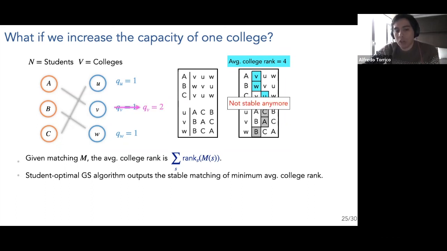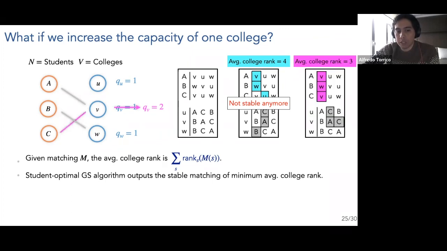So the question now is, what if we increase the capacity of B, for example, from 1 to 2? In this case, the matching in gray is not stable anymore. Why? Because C prefers B over U, and the capacity of B is not full. So we could move C to B and obtain a matching with an average college rank of 3. And actually, this is the matching that is the best for the students, because everyone is allocated in their first choice.